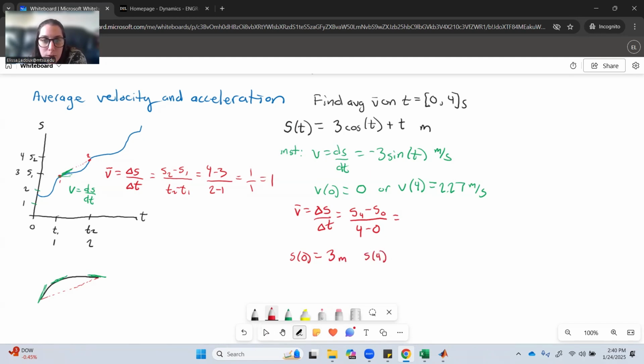S of 4 equals, we have 3 times cosine of 4 plus 4. 2.04. So now we take that S of 0 and the S of 4 and we plug it in up here. 2.04 minus 3 over 4 minus 0. So now find the average velocity on that interval. Plug that in and type into chat, what do you get?